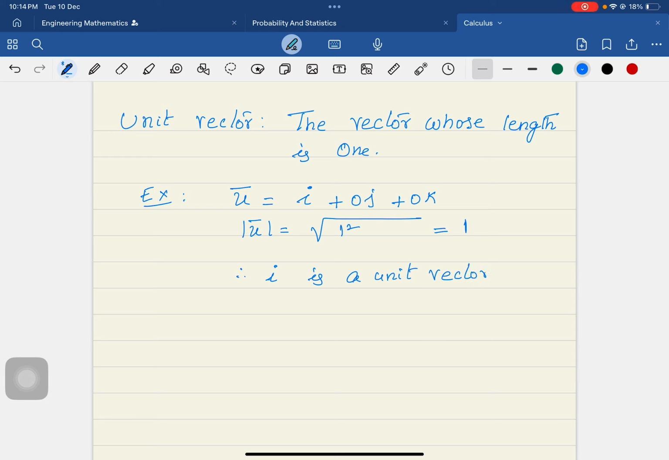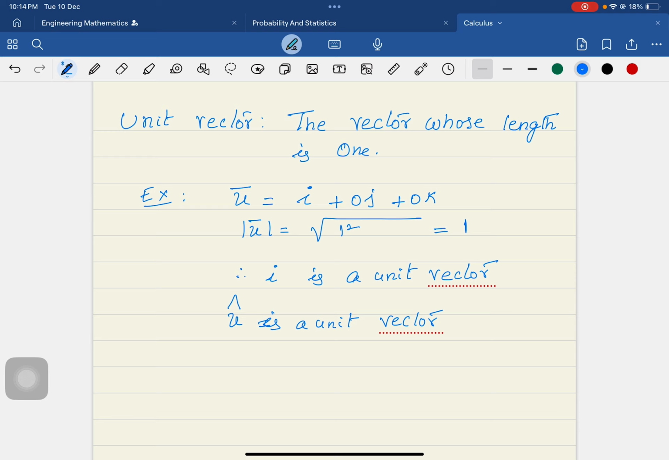Always we write the unit vector of this u. That means since it is a unit vector, we put a cap on that, and that is u cap, a unit vector. i is a unit vector. Similarly, you can say j is a unit vector, k is a unit vector, like that. So this is what about the unit vectors.